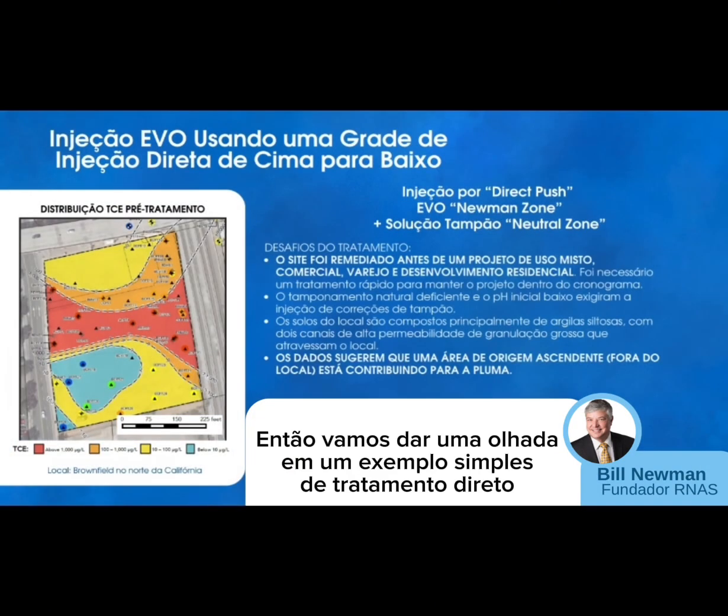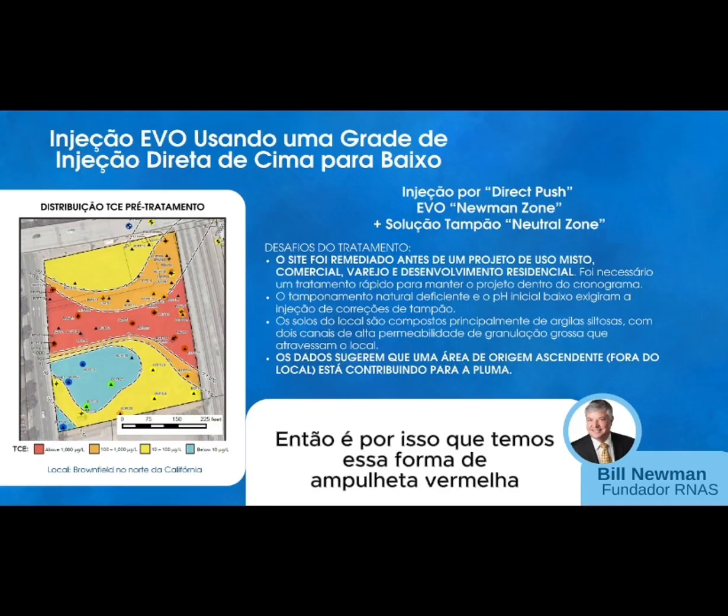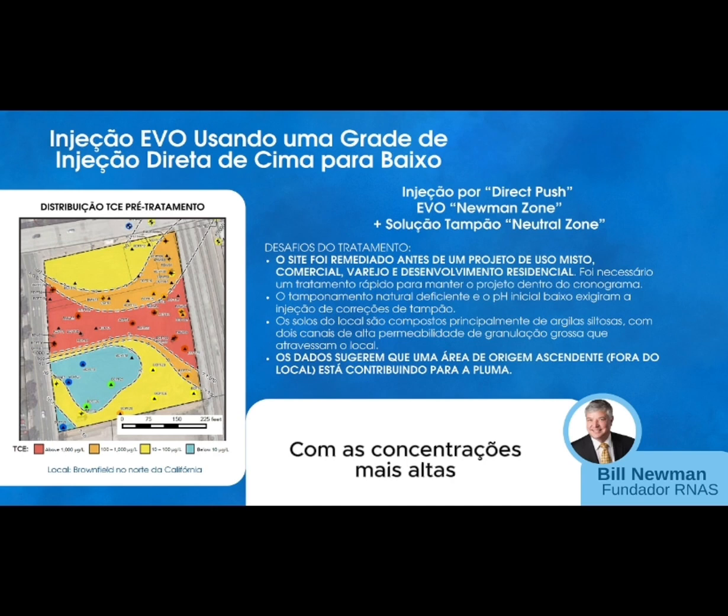So let's look at a simple direct push treatment example. This is a site in Northern California where they wanted to redevelop the contaminated property as quickly as possible. The plume has kind of an odd shape because of the braided sand channel old stream bed geology, so that's why we have this red hourglass shape with the highest concentrations.